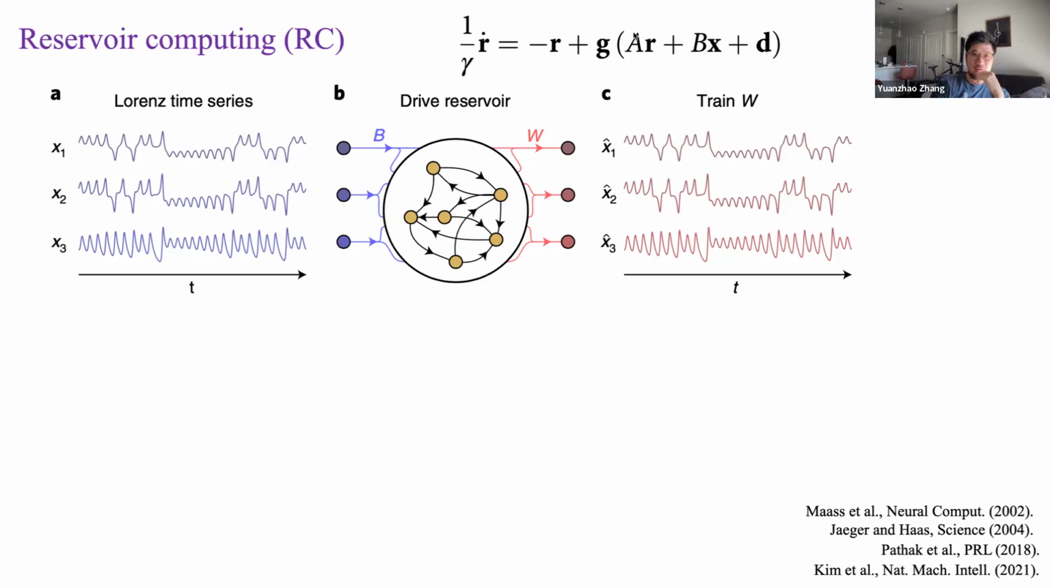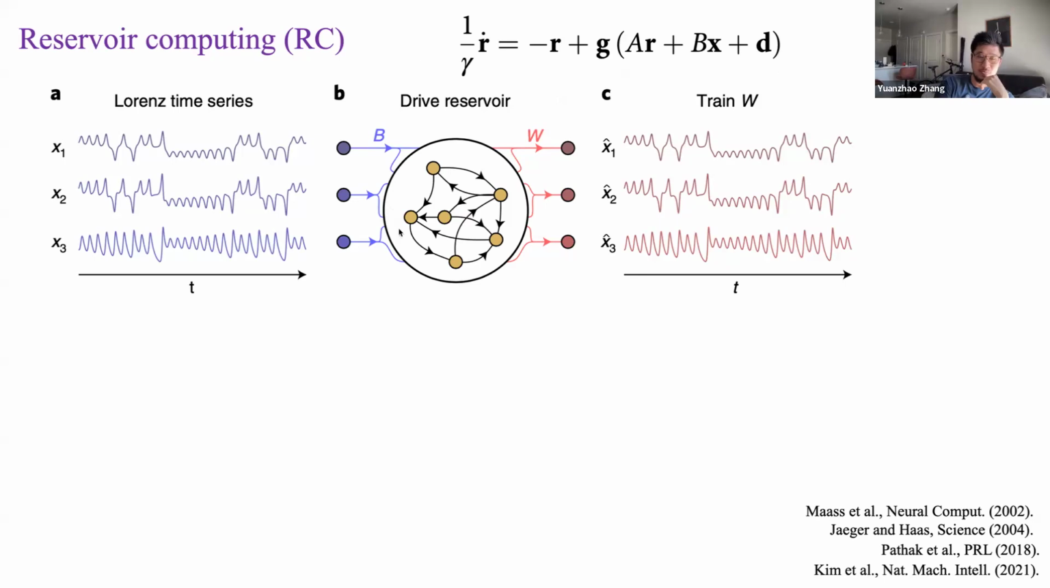They have interaction among themselves, which is described by this matrix A, which is fixed at the very beginning and never changes. X is our training data. We use this training data to drive our reservoir through this input matrix B, which is also fixed. And then we have some bias D. And we apply some nonlinear function, for example a sigmoid, to this state element-wise, and this would be the dynamics of our reservoir.